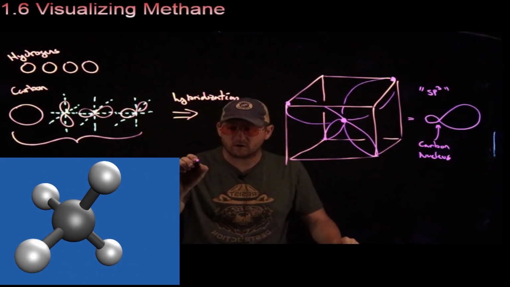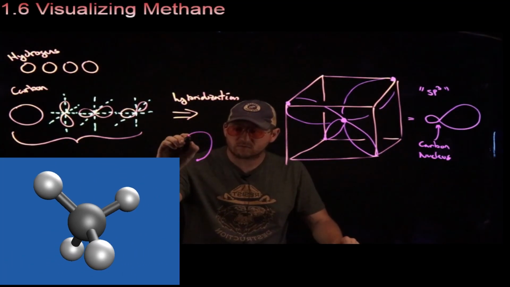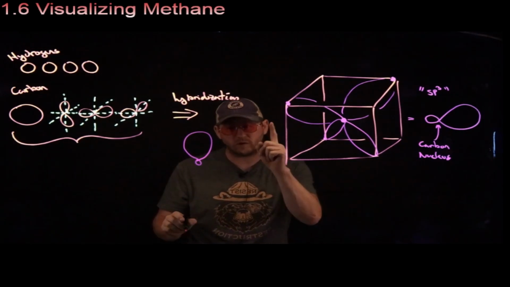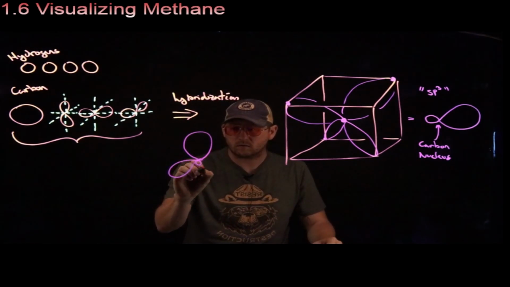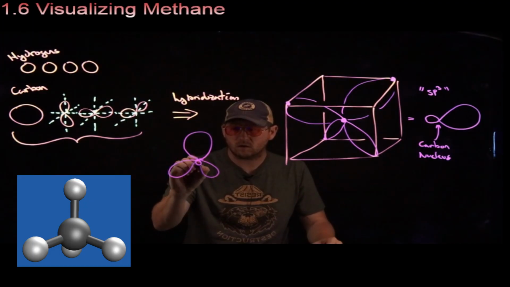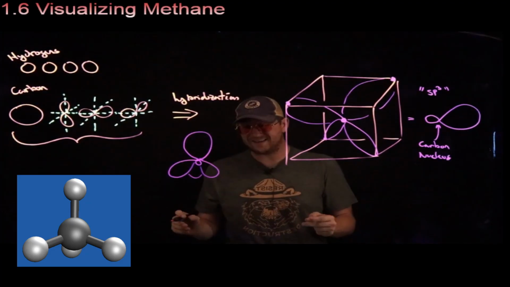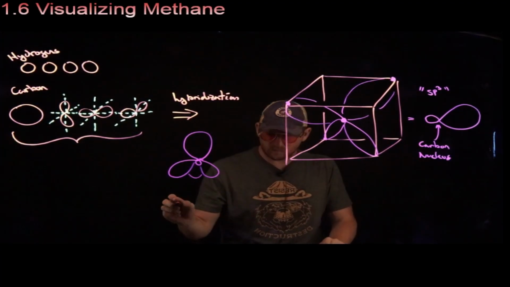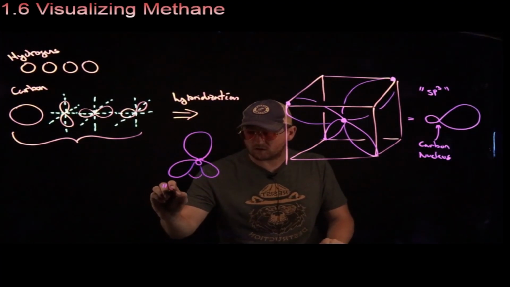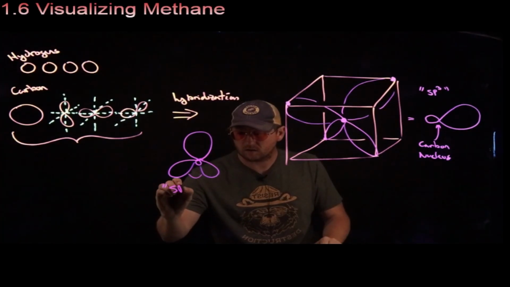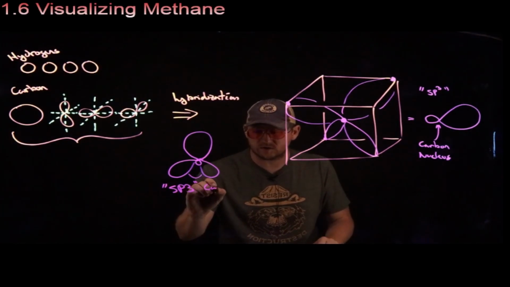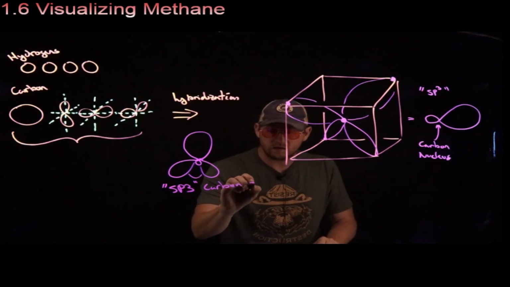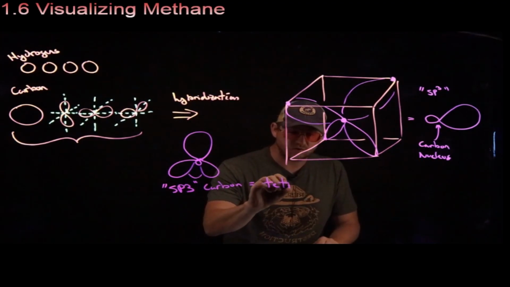Another way to represent this would be to look like this. Here's a carbon atom. We have one sp3 orbital pointing up. We have one this way, one this way, and then one in the back. And the shape for an sp3 hybridized carbon is known as tetrahedral.